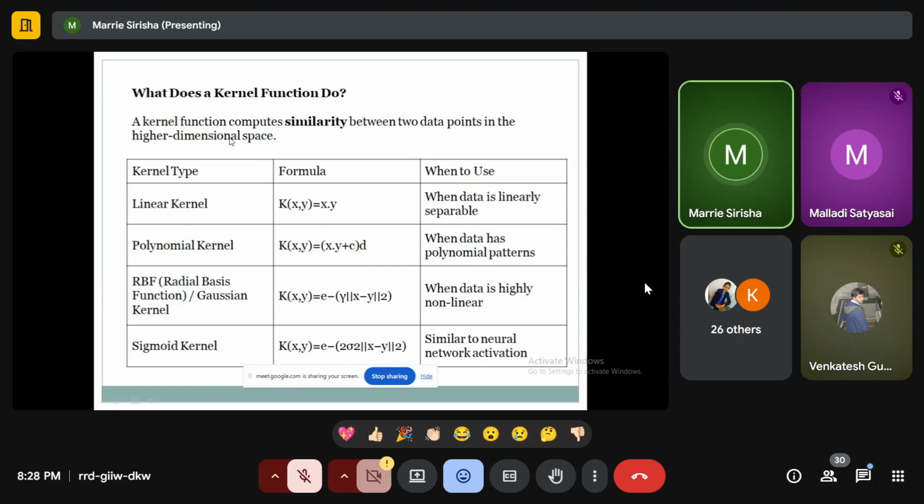See, what does a kernel function do? A kernel function is nothing but, as I told you, a mathematical function or mathematical formula. It will compute the similarity between two data points in the higher dimensional space. So in kernel also you have different types: linear kernel, polynomial kernel, radial basis function, or you can say Gaussian kernel, and sigmoid kernel. When can we use all of these?